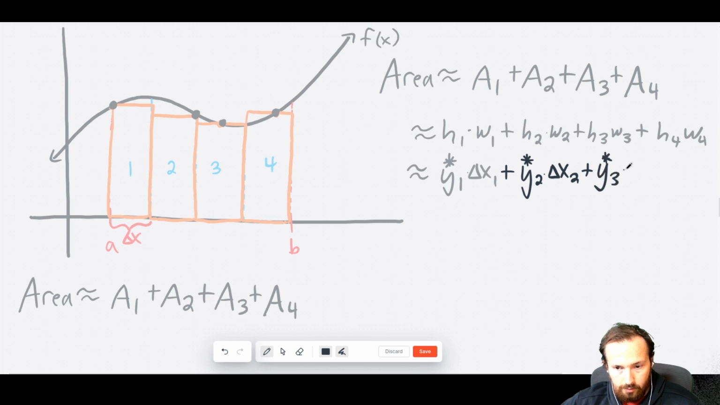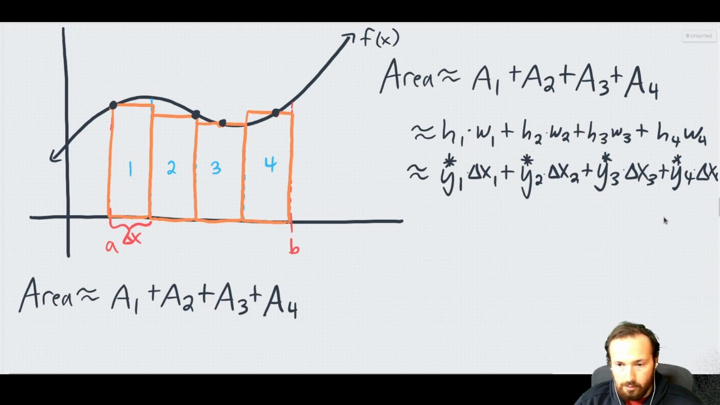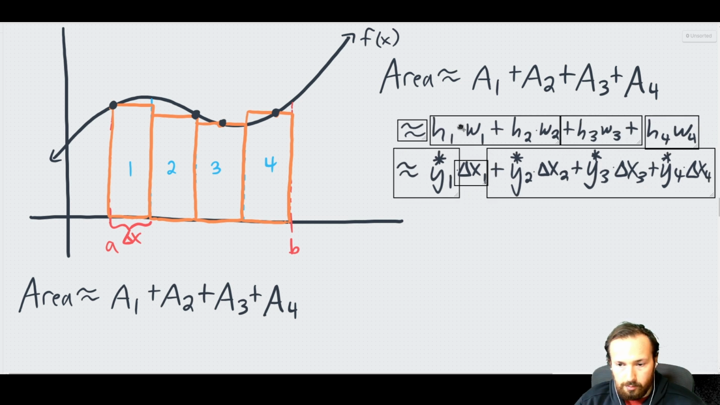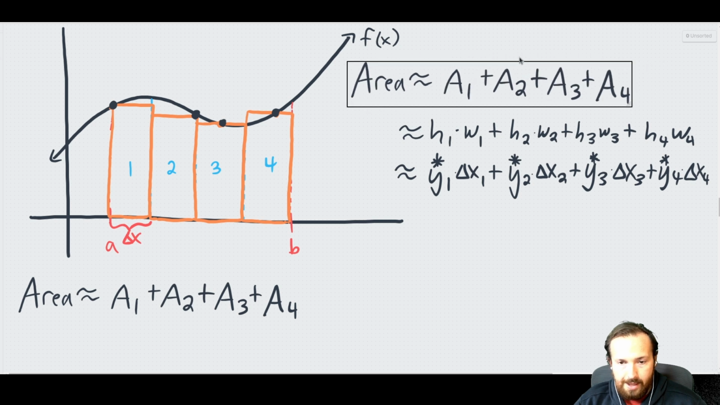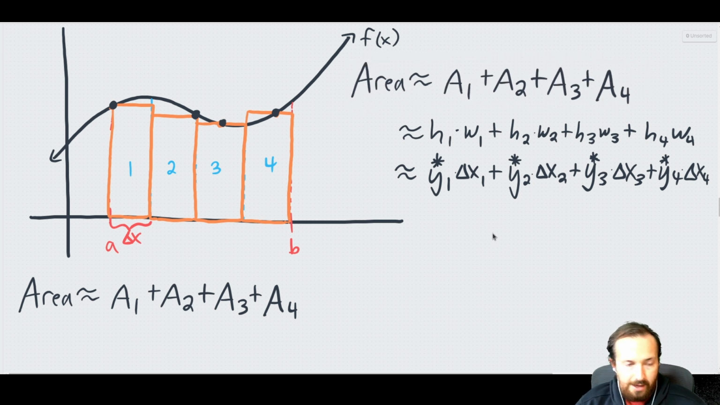So y3 delta x3, and finally y star 4 delta x4. So there you go. And I know I'm running off the page a little bit. Let me pull it in. There you go. So that's what we're doing. And then now we have that.